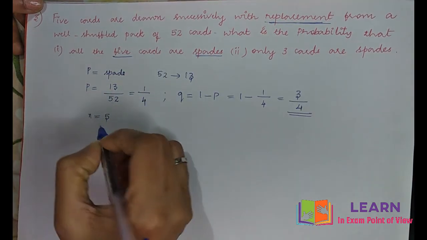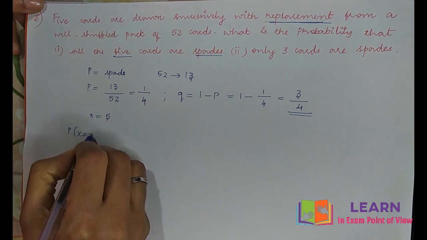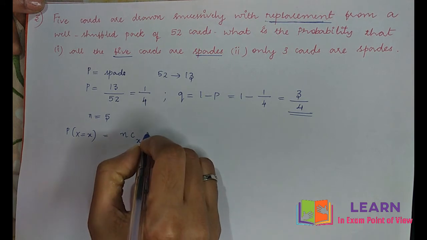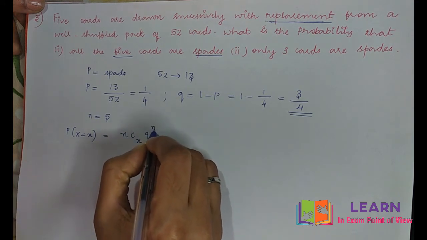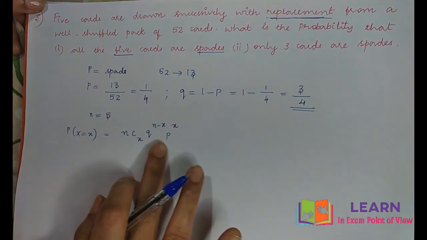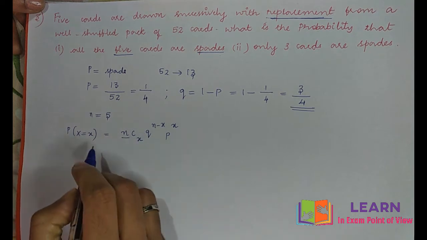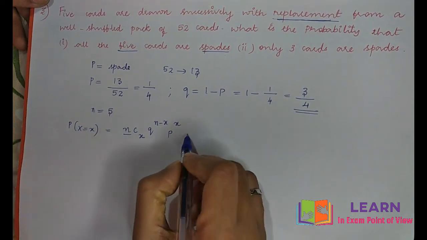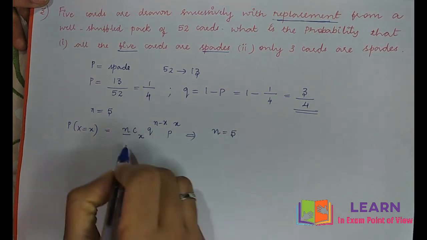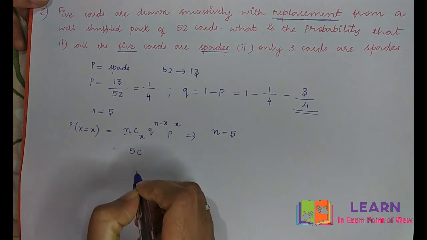5. Now use the Bernoulli's trial equation, that is for x successes. What is the general equation? nCx q raised to n minus x, p raised to x. Now first you can write p raised to x, no problem. If you interchange, it's multiplication, right? So now substitute. What is n? Substituting, n is what? 5, right? Substitute here. Okay. 5Cx is what?